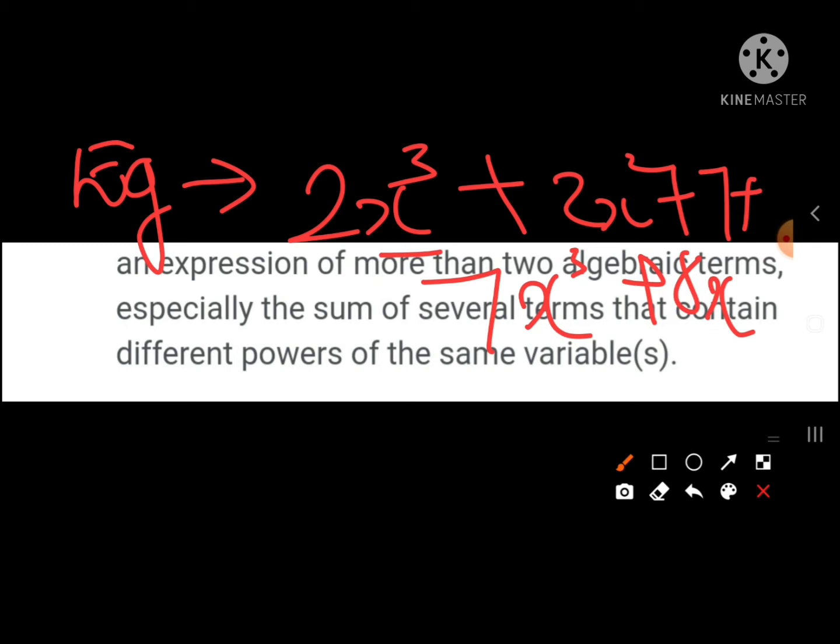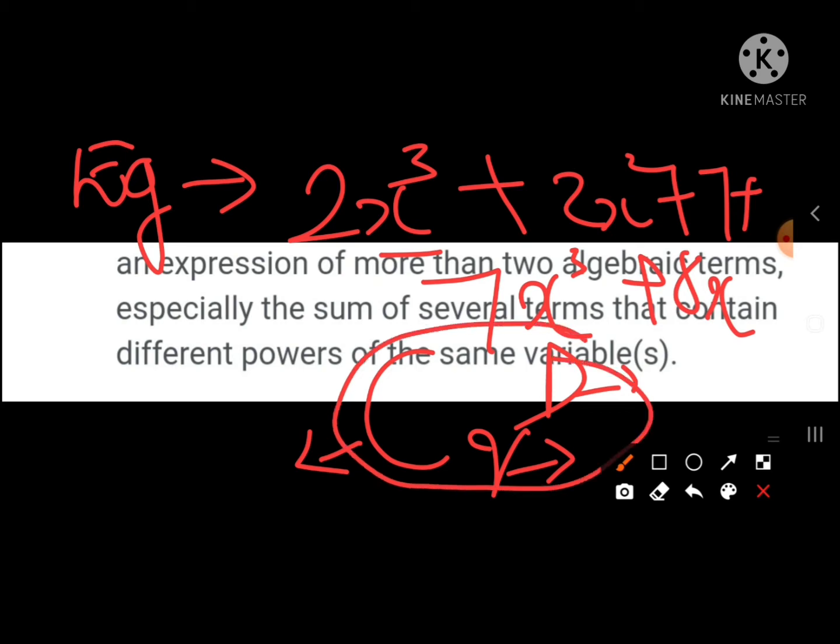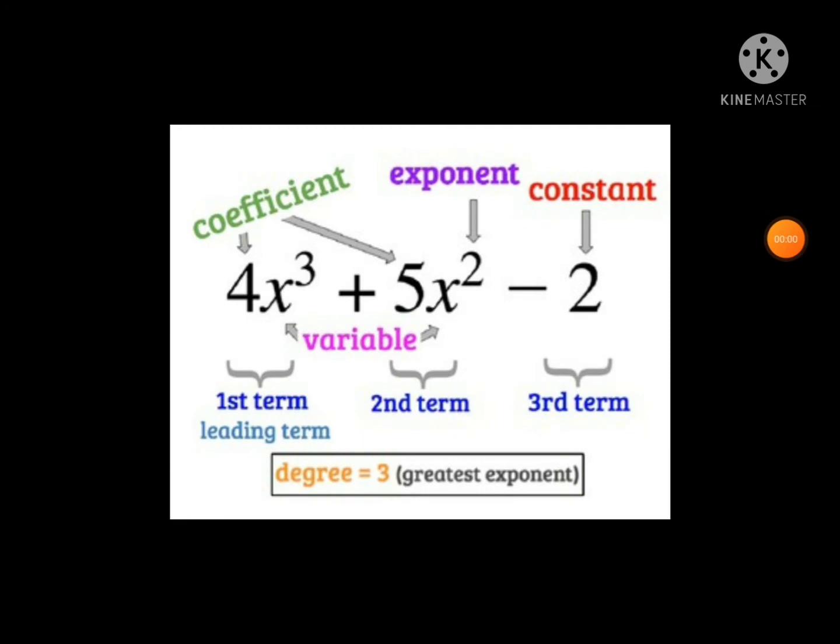Polynomials are those which have a coefficient, variable and degree. Remember this CBD: C for the coefficient, V for the variable, and D for the degree. So an expression with the coefficient, variable, and degree is known as a polynomial. If it has this much, then you can easily say this is a polynomial. Got it?